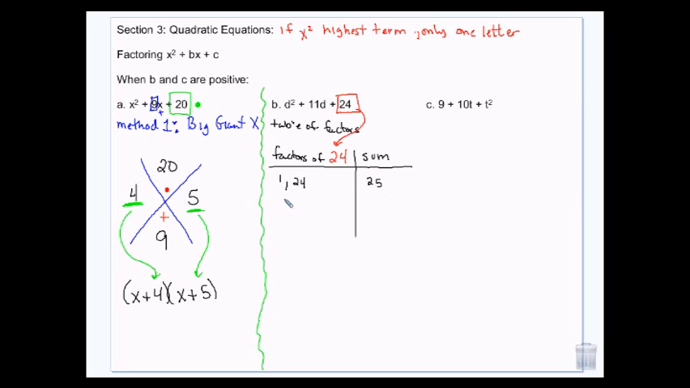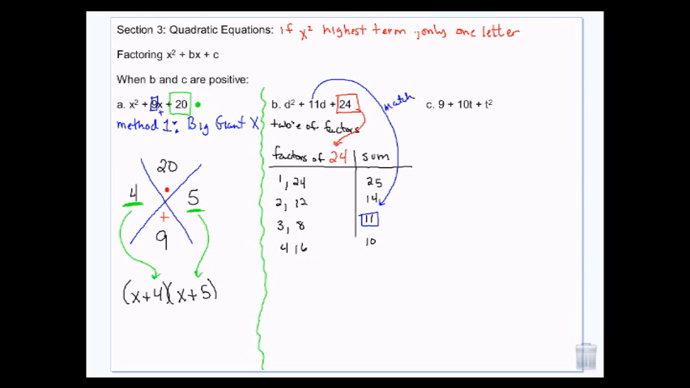Well, if I add that, it's 25. 2 and 12 is 14. 3 and 8 is 11. 4 and 6 is 10. And then I'm done. When I find this match, you don't have to keep going. So you're listing the factors of the last number and adding them together to try to get the middle number. It's the same process as the big giant X. You're just writing it out differently.